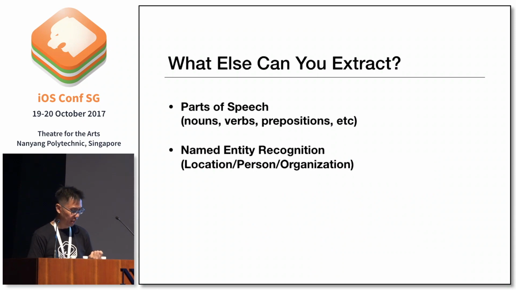So what else can you extract? As I mentioned, you can actually extract parts of speech, for example, nouns, verbs, prepositions, and what have you. It can also extract entities, but only restricted to locations, person names, and organization names.